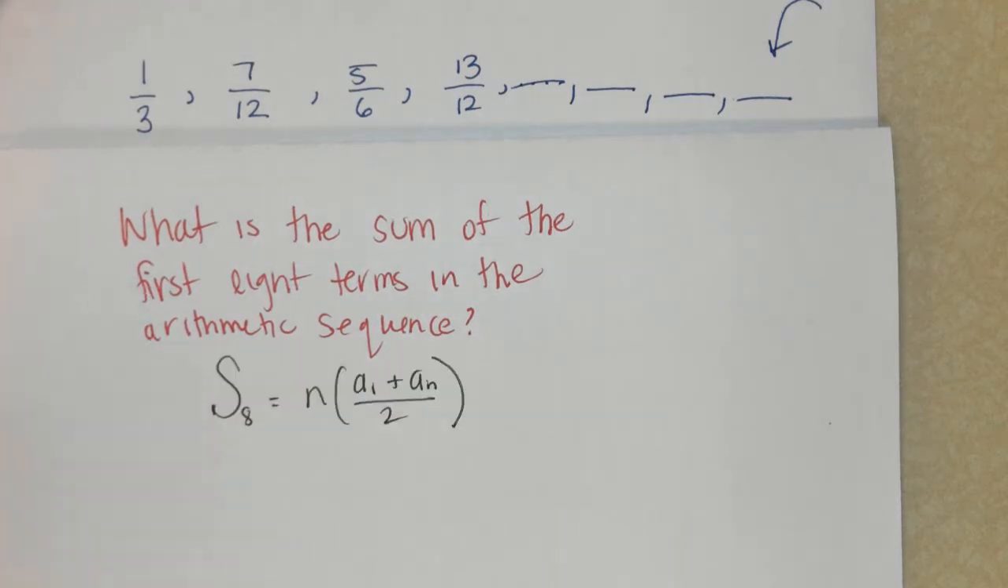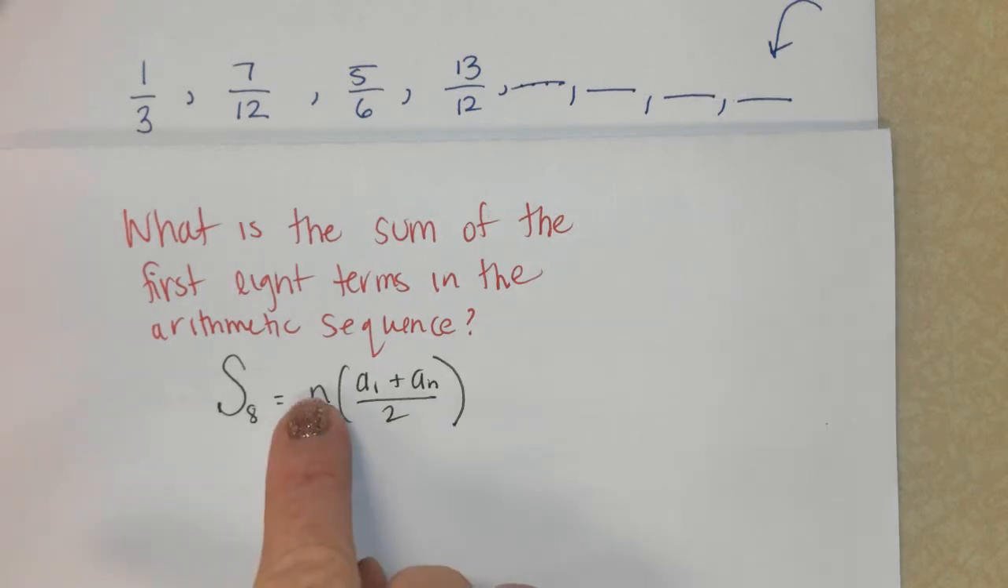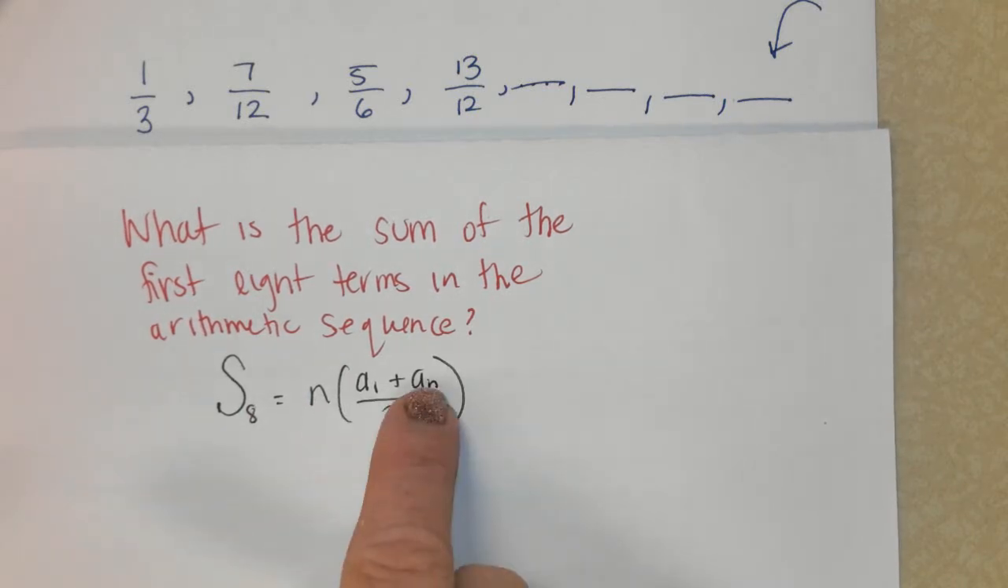This is the formula. You may have been introduced to it several years ago, but this is the formula that allows us an easier way to find the sum of the first 8. So n represents how many terms you are trying to add up. So it's the first 8 terms. So I'm going to replace anytime I see an n with 8.